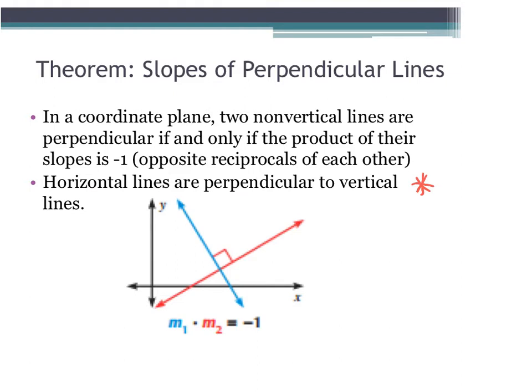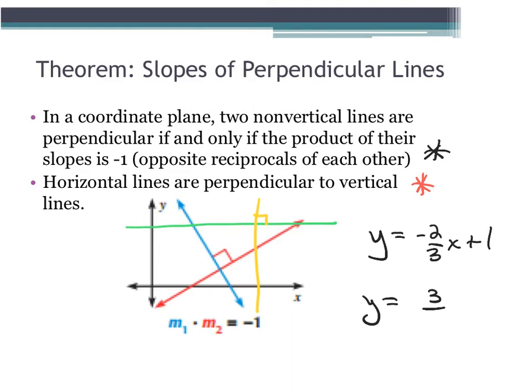For example, if I draw a horizontal line, and then a vertical line, they're always going to be perpendicular. By opposite reciprocals, I mean, for example, I could have the equation y equals -2/3 x plus 1. The opposite reciprocal of that would be positive, and then you flip it upside down. The y-intercept does not have to be the same.